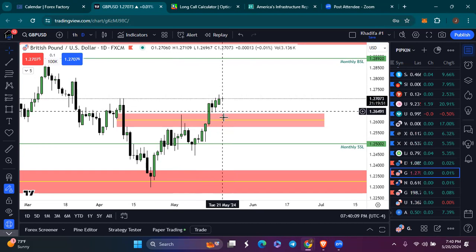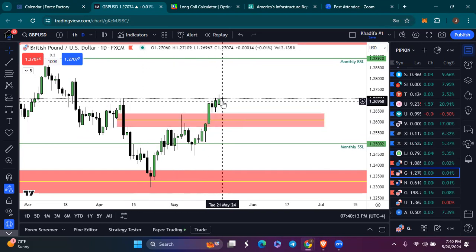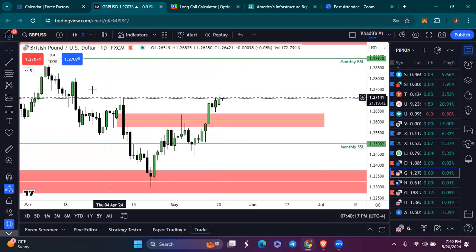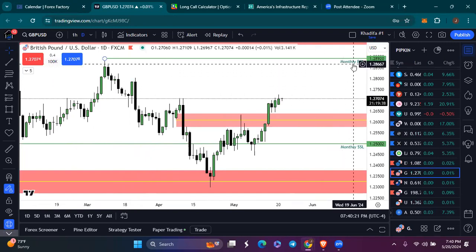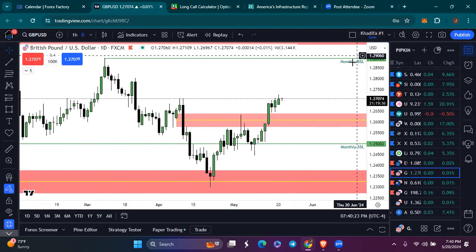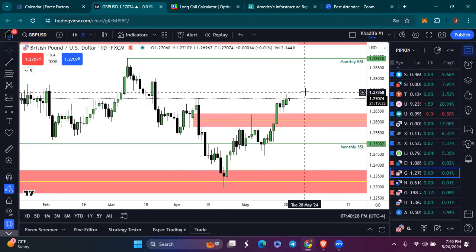will be looking to see if we get a pullback down into the fair value gap, but the pound is looking very bullish. So the pound might just go ahead and run these swing highs to take out this monthly buy side liquidity here, right? And at least that's my bias of where I see price going.